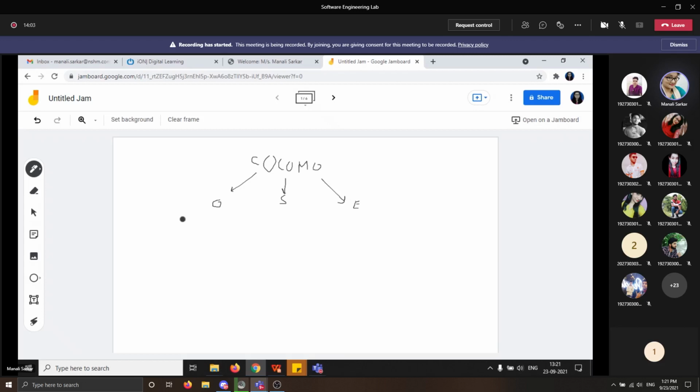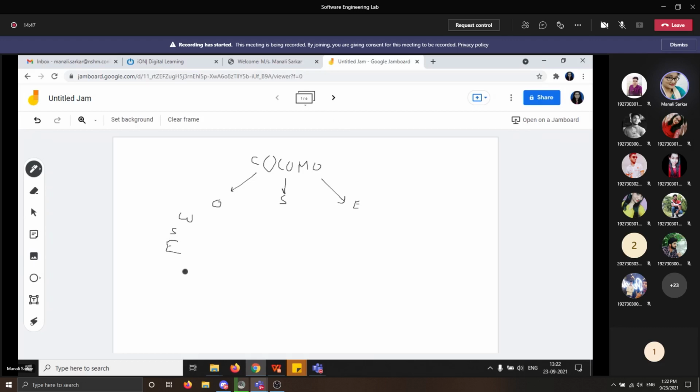In the organic COCOMO model, it involves well understood application programs that are small in size. So well understood application programs are there, small size development teams are there, and experienced team members are also there. So these three things are there: well understood applications, a small size development team, and an experienced team. That means whenever you have experienced team members, even if the size of the development team is small, then also you can do it perfectly.